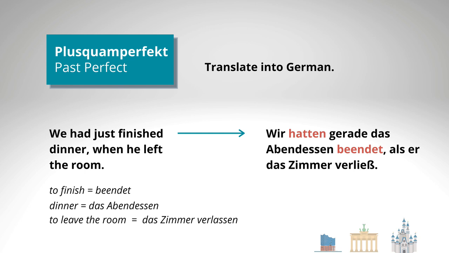So in most cases we use the plusquamperfect in situations where we want to express that something happened even further in the past than another action. That's also why it's used so rarely, because those situations don't happen that often. But still, it's an important tense and it shouldn't be underestimated.